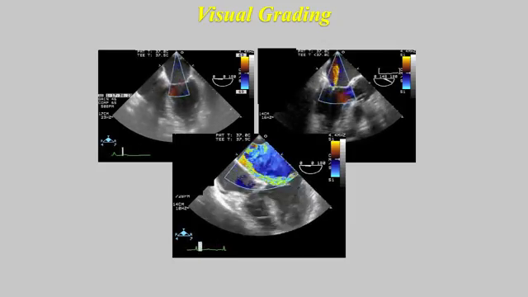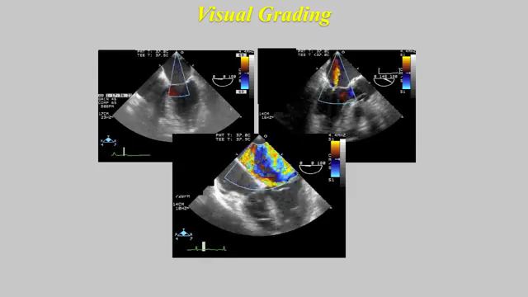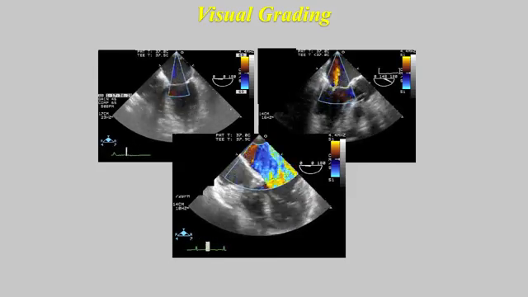On the top left, we see trace regurgitation with a tiny color jet. On the top right, we see a mild jet with a narrow neck and a penetration just past the midpoint of the left atrium. On the bottom, we see a jet which hugs the wall, forming a Coanda.